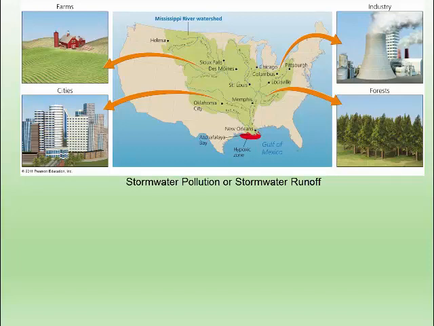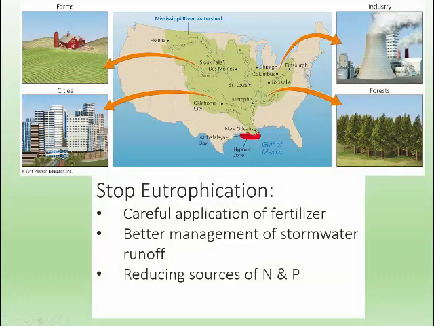Stormwater runoff is the water that runs over the surface of the land after a rain event. This water picks up pollutants and carries them to nearby creeks and streams. You can help prevent eutrophication by not fertilizing your lawn right after a rain event, and by picking up your pet's waste when they defecate in your yard or while out on walks. Eutrophication can be prevented by judicious application of fertilizer, better management of stormwater runoff, and by overall reducing the sources of nitrogen and phosphorus that are released into the environment.